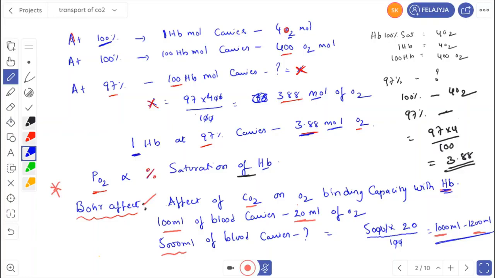So if carbon dioxide is present, then the oxygen binding capacity of hemoglobin reduces. Why? Carbon dioxide has more affinity towards hemoglobin when compared to oxygen. So 100 ml of blood carries 20 ml of oxygen. Then how much oxygen do 5000 ml of blood carry? You can see here, 1000 ml to 1200 ml. Right, that is the additional information.